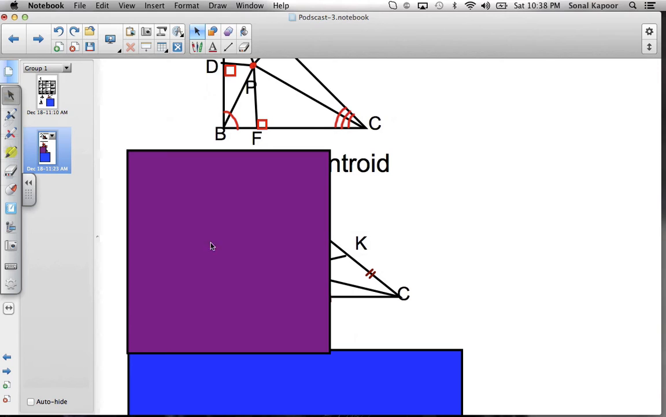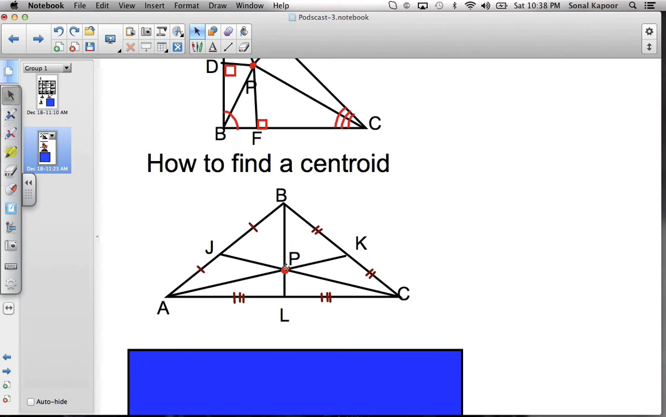P is the centroid of ABC. And if P is the centroid of triangle ABC, then AP should equal 2/3 of AK. BP should equal 2/3 of the whole segment BL. And CP should equal 2/3 of the whole segment CJ.